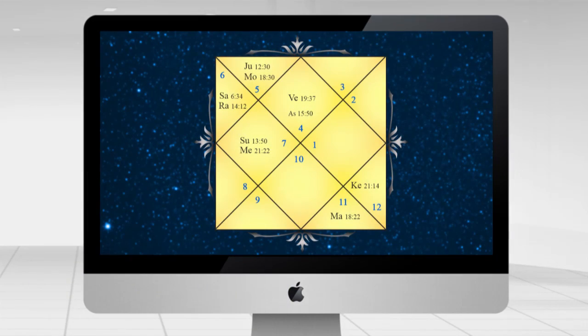Lagna chart is also called birth chart, and I am going to refer to it as Lagna chart. You might have seen your kundali or horoscope, but if you do not understand the chart in your horoscope, do not worry, in the next 5 minutes you will be able to understand everything. Friends, let me show you how a Lagna chart looks. Here is the example. So what is a Lagna chart?